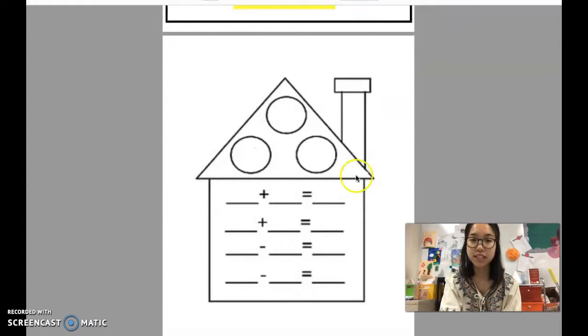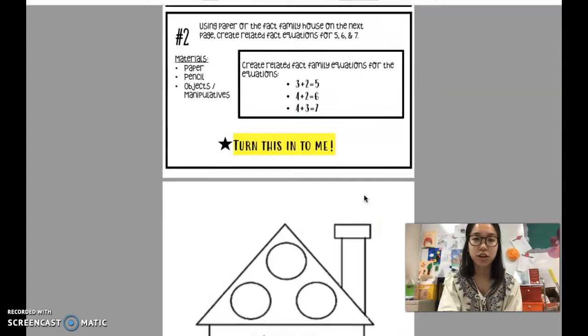You can do it on this house here, your own paper, whiteboard, something like that, just as long as you turn them in for these equations right here. 3 plus 2 equals 5, 4 plus 2 equals 6, and 4 plus 3 equals 7. It's definitely something newer, not as straightforward, so if you guys need help, just let me know.